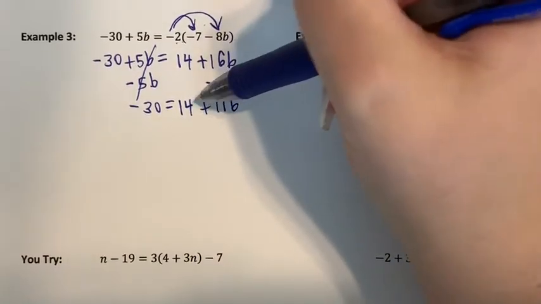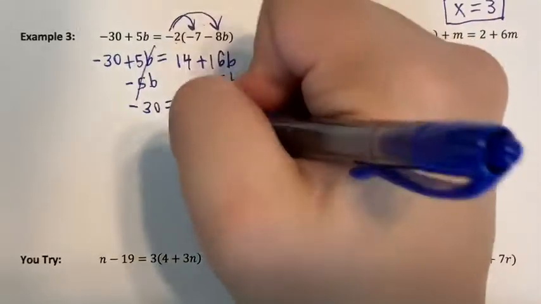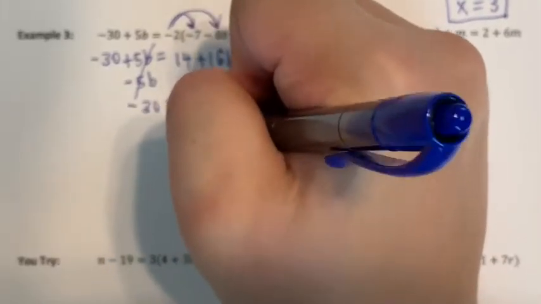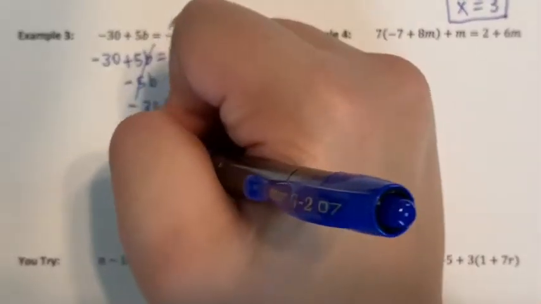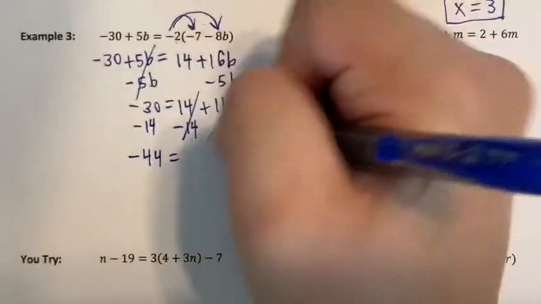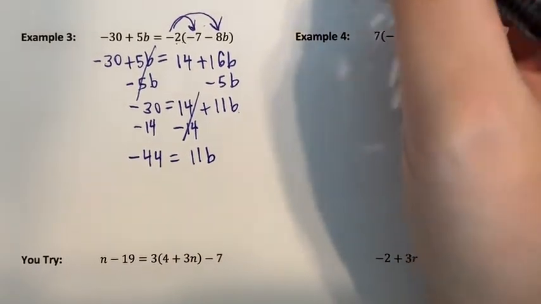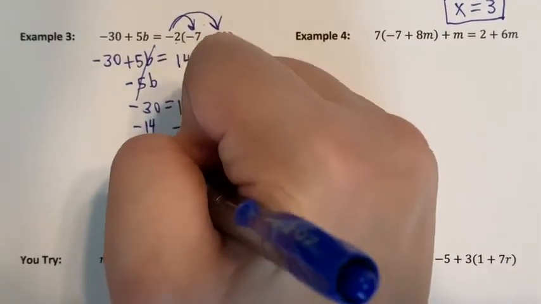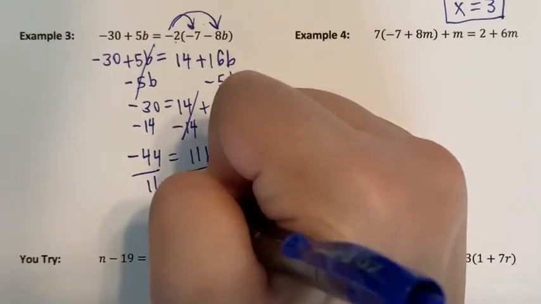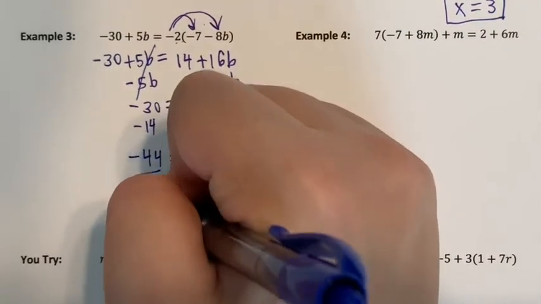Now if b's are on the right side, I need to get constants moved to the left side. So in order to move a positive 14, I need to subtract 14 from each side. -30 minus 14 gives me -44, equal to my 11b. Very last step. In order to get rid of this 11 times b, I need to divide by 11. That's why I get b equals, and then -44 divided by 11 is -4.